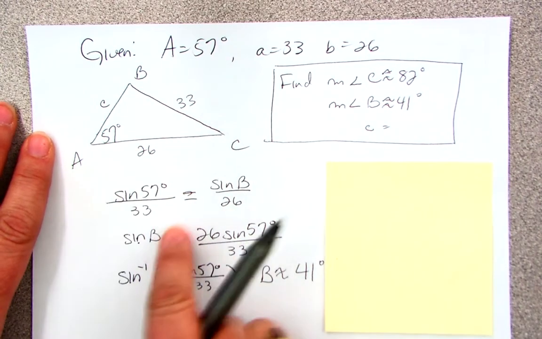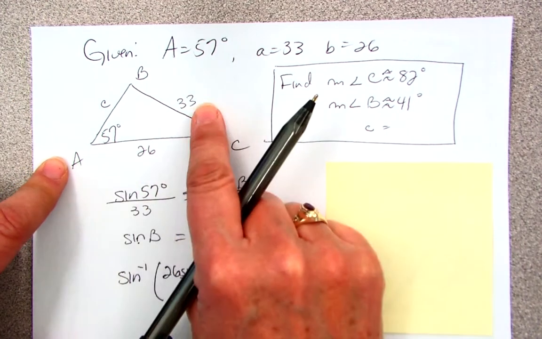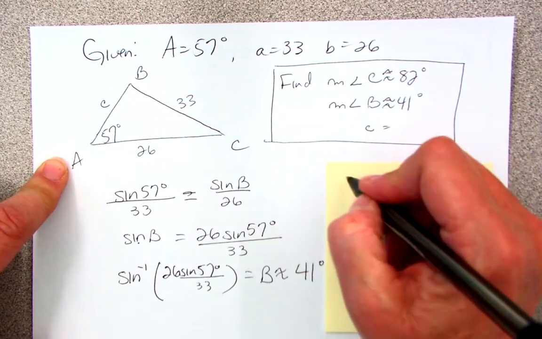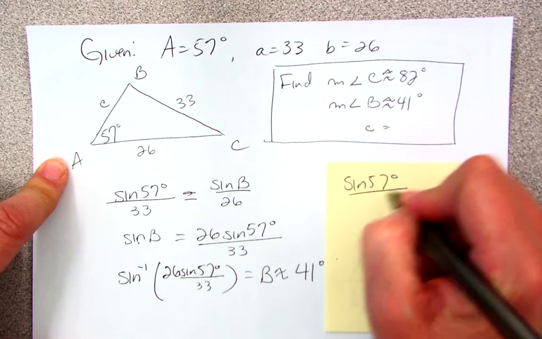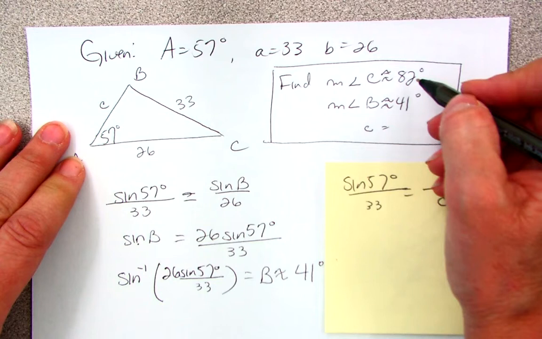So when I go to start writing my equation again, I grab from here. I still see only exact answers of sine of 57 degrees over 33. I know I have to find this. I am forced to grab out of here.